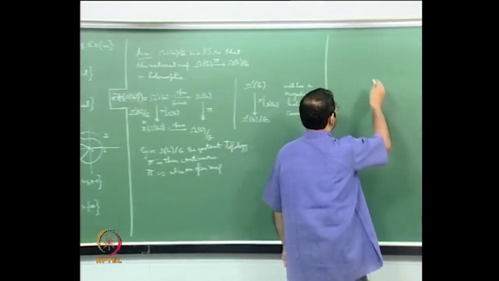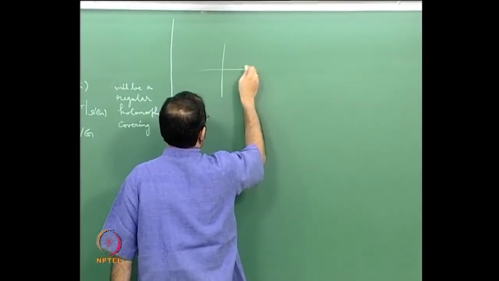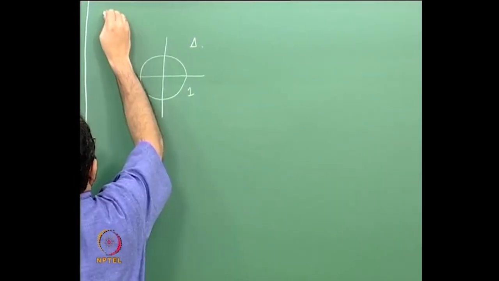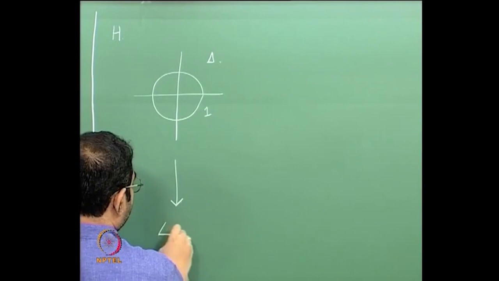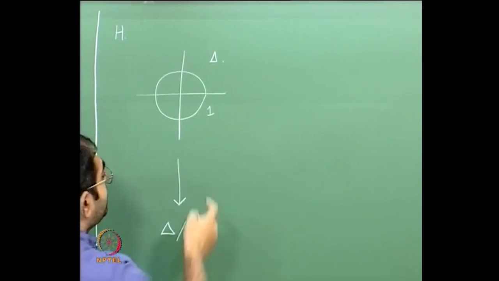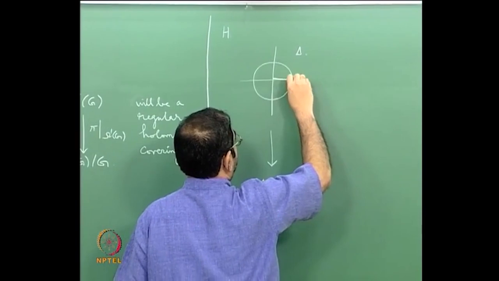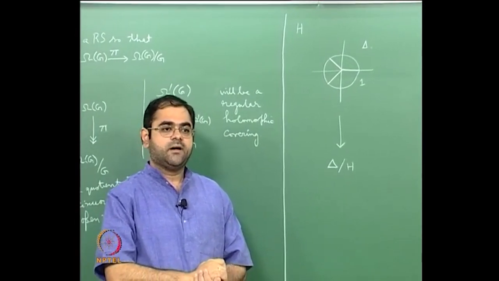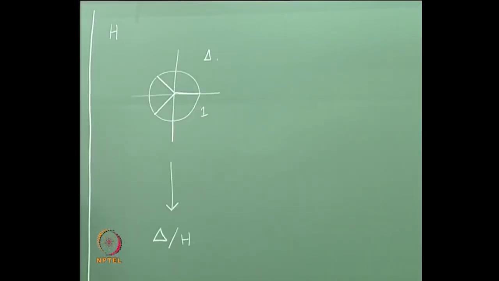So let's look at this delta mod h. The situation is like this. So here is my delta, so let me draw a diagram. I have the unit disk delta, okay, and I have h. Well, you all know that if I take delta mod h, what am I going to get? Let me draw the picture for, let's say, h having 3 elements, okay. So h then contains multiplication by 1, omega and omega squared, where omega is a complex cube root of unity, okay. H is a group with 3 elements, right.